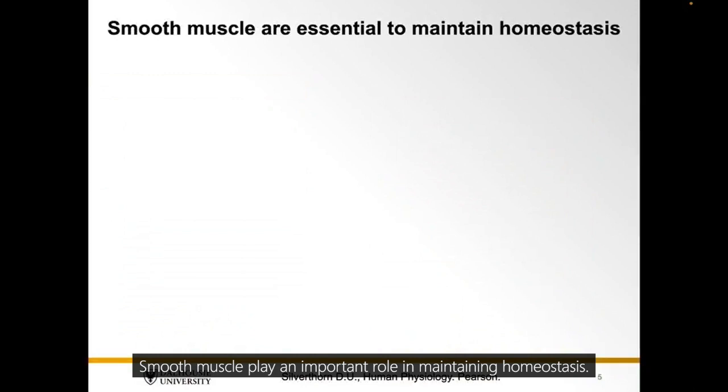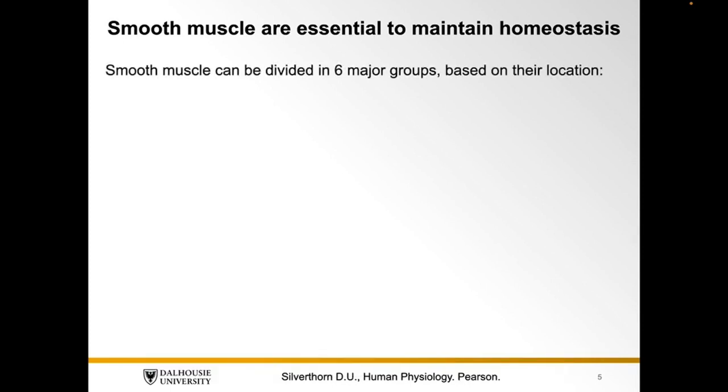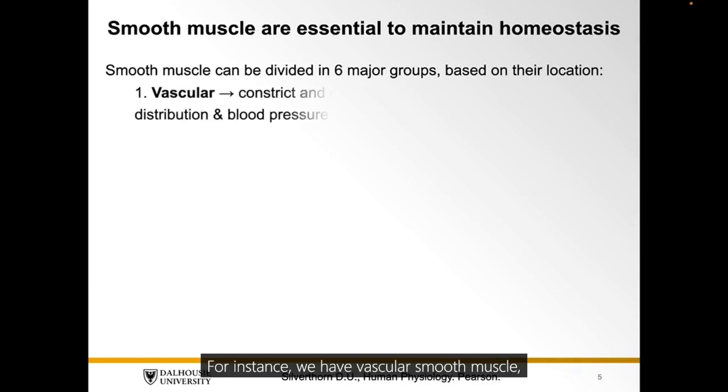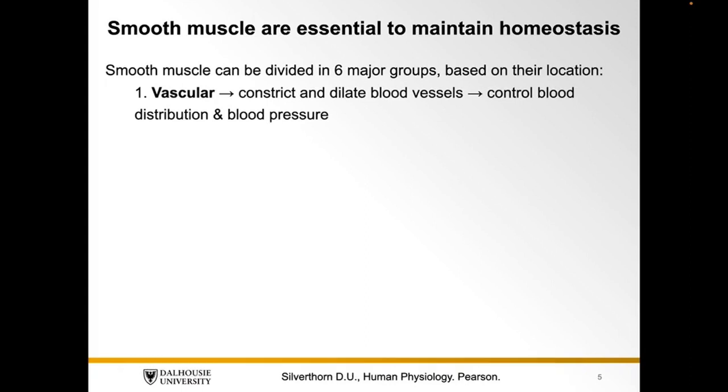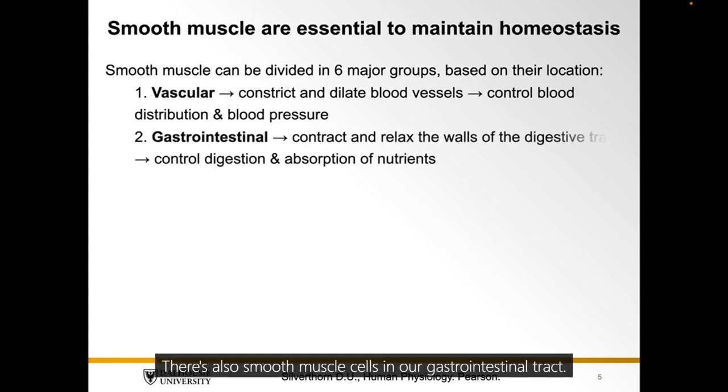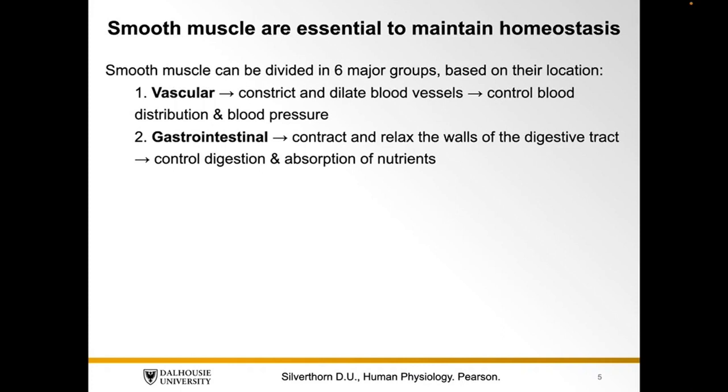Smooth muscle plays an important role in maintaining homeostasis, and that's true in many tissues and many systems in our body. And that's because you can find smooth muscle cells in varied locations in our body. For instance, we have vascular smooth muscle, and these are the smooth muscle that line your blood vessels. So their function there is to constrict and dilate blood vessels, and that will ultimately control blood distribution and blood pressure. There's also smooth muscle cells in our gastrointestinal tract. And when these smooth muscle contract and relax, that helps control the processes of digestion and absorption of nutrients.